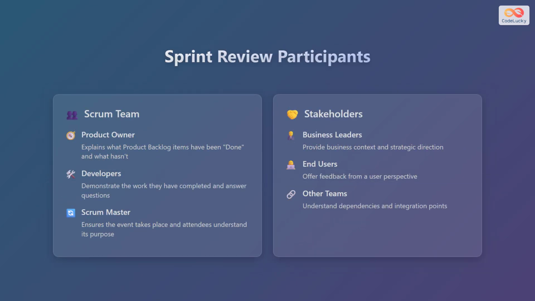Who are the participants in a sprint review? First, we have the Scrum team. This includes the product owner, who explains what product backlog items have been marked as done and what hasn't. Next are the developers, who demonstrate the work they have completed and answer questions. And finally, the Scrum Master, who ensures the event takes place and that attendees understand its purpose.